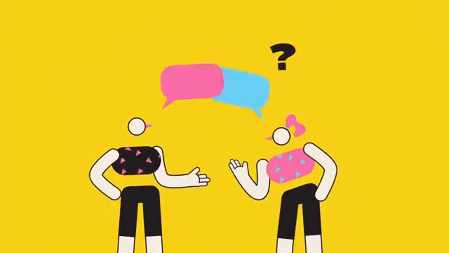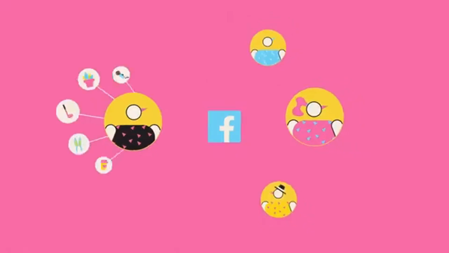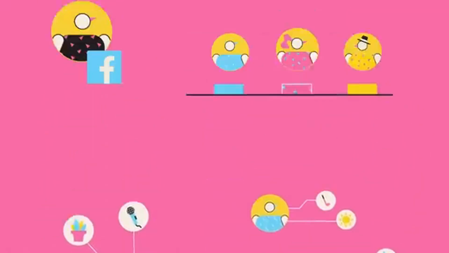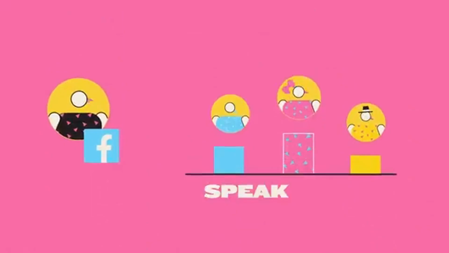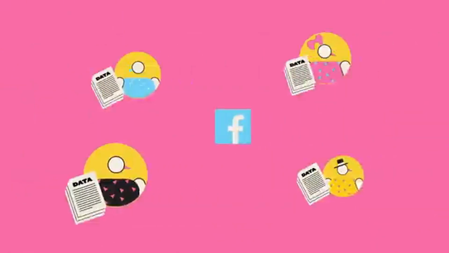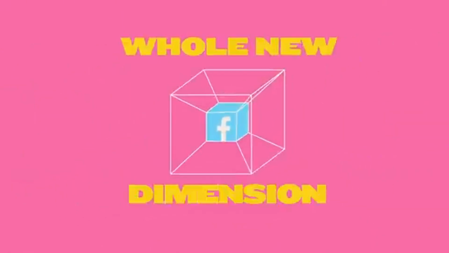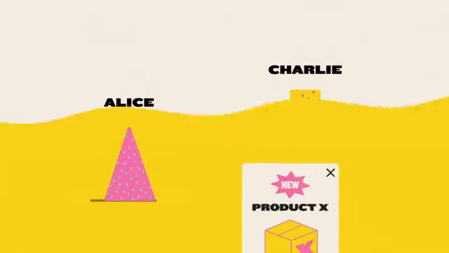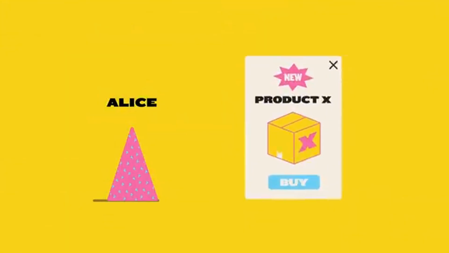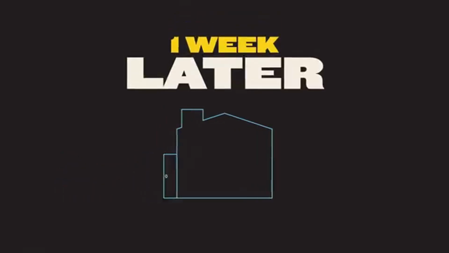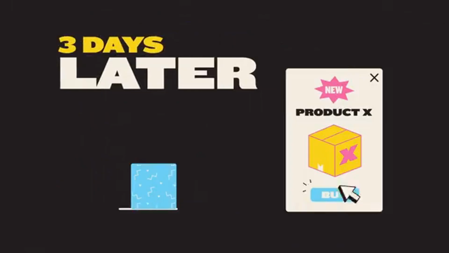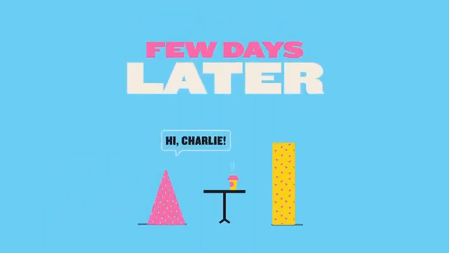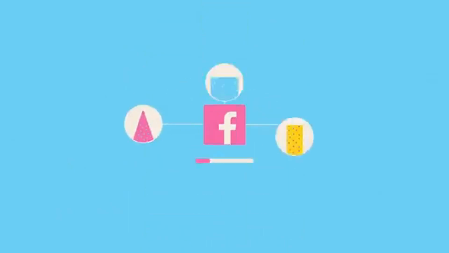But where do the face-to-face conversations come in? Well, Facebook doesn't only have this information on you, they also have it on your friends, as well as knowing how much you speak to and see those friends. Combining all of this data adds a whole new dimension. Meet three friends, Alice, Bob, and Charlie. Alice buys product X online. A week later, Alice goes to see Bob. 3 days after that, Bob buys product X. And when, a few days later, Alice goes to see Charlie, Facebook's algorithm starts to do its thing.